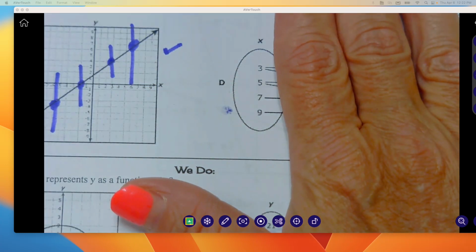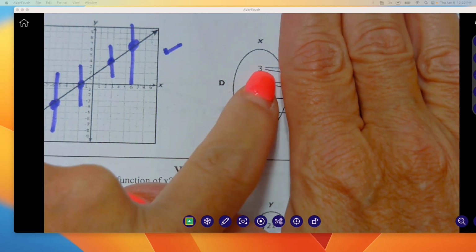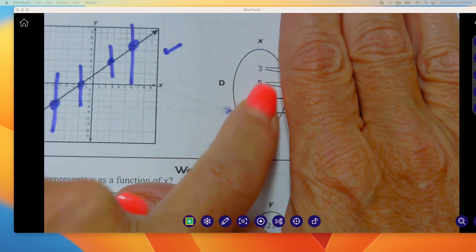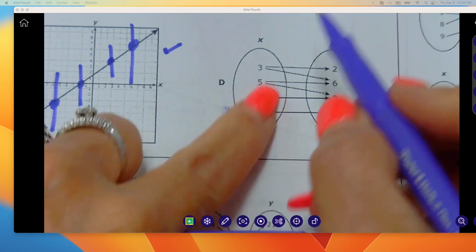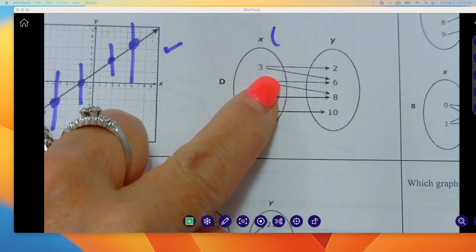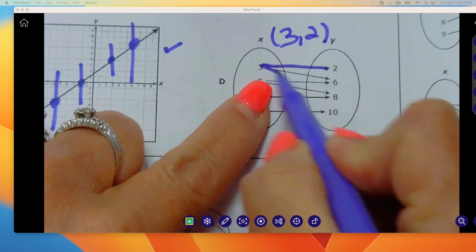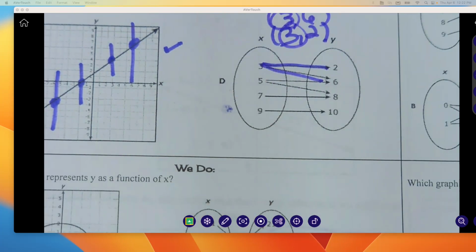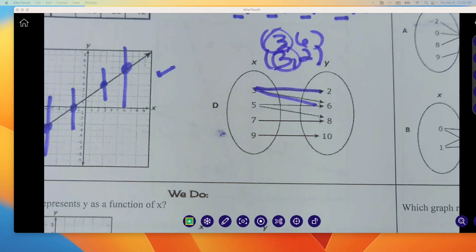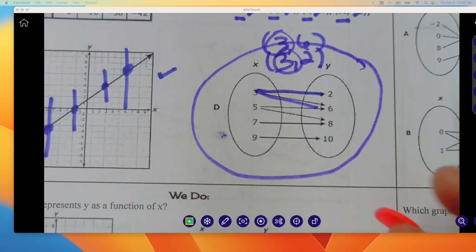The second thing you're going to look at is how many lines leave each number. Well, if you notice on number 3, 2 lines leave. Number 5, 2 lines meet. That means if I would write this as an ordered pair, we would have 3, 2, and 3, 6. They both share that x value. So right there, this tells us it is not a function. So it is letter D.